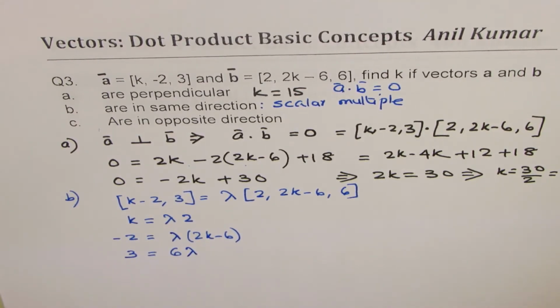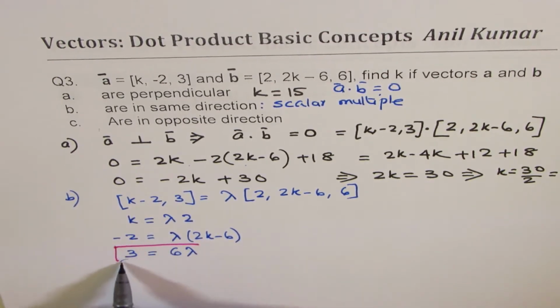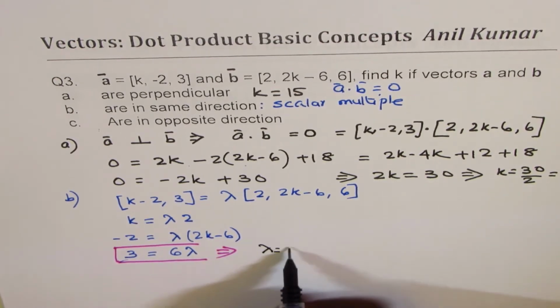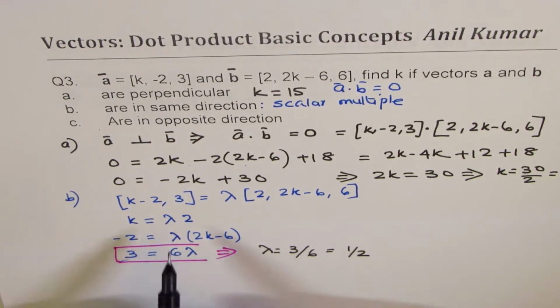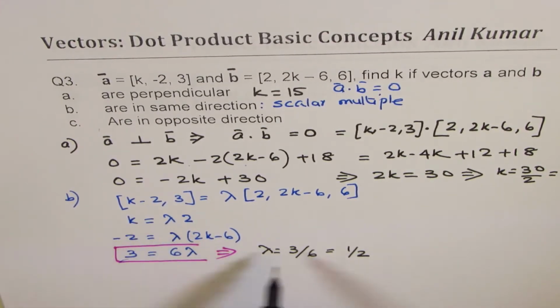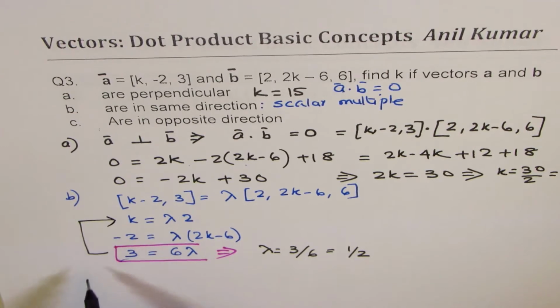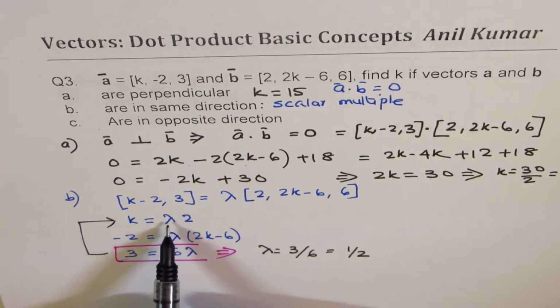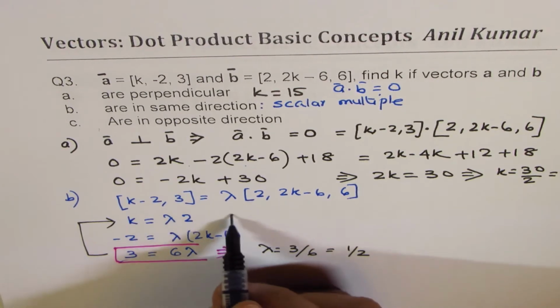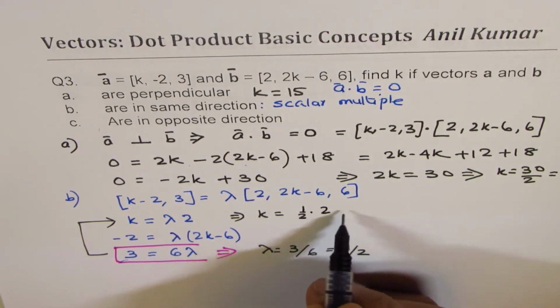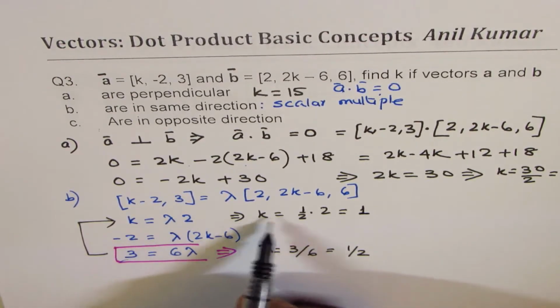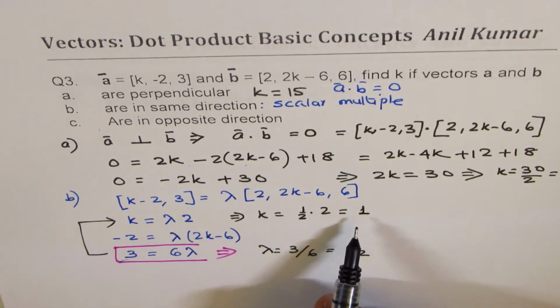Now, from equation 3, we can actually get the value of lambda. So from this equation, what do we get? We get lambda equals 3 divided by 6, which is half. Now once we know this scalar, which is half, we can substitute this value back into our first equation. So if we do that, what do we get k as? So that gives us k equals, lambda is half for us, half times 2, which is 1. So the value of k in this particular case becomes 1.